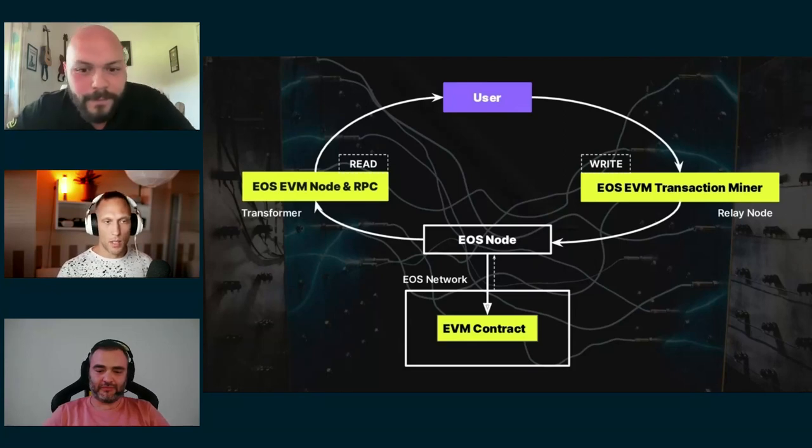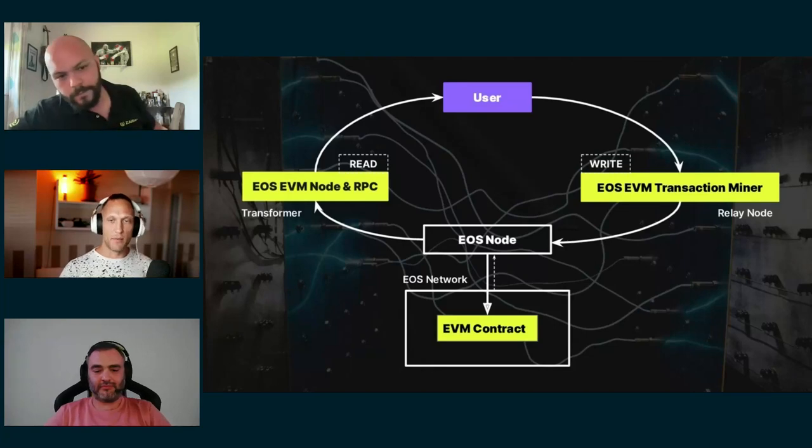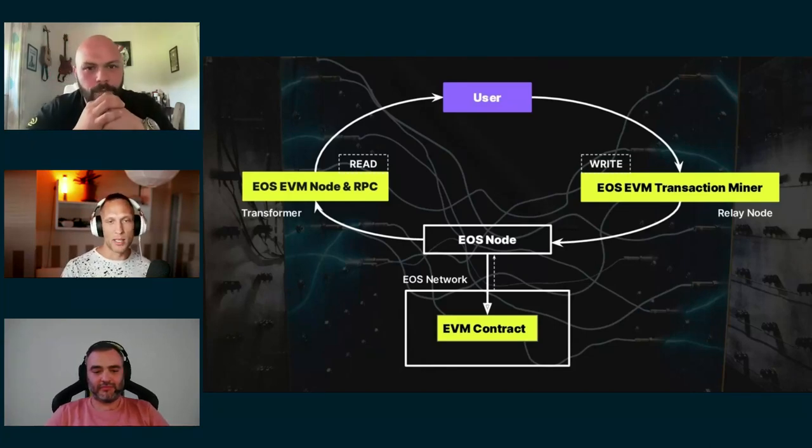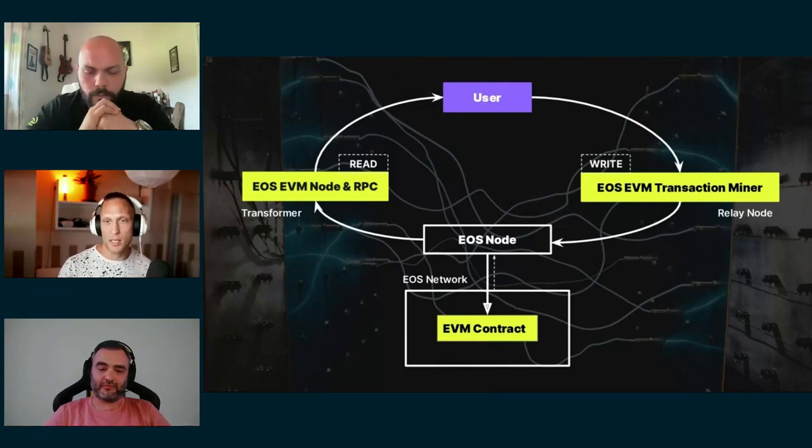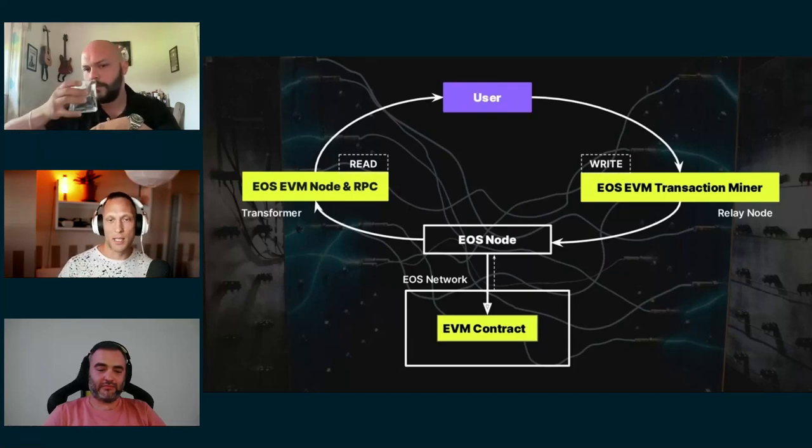Sure. Let's start from the top. We wanted to achieve EVM compatibility on EOS, so there are a few components to this architecture. If we start at the user, when a user interacts with the EOS EVM by sending transactions through a wallet like MetaMask, for instance, they interact with a component called the transaction miner. Basically, it takes an Ethereum formatted transaction and wraps it in an EOS transaction, which can then be sent to a standard EOS node.